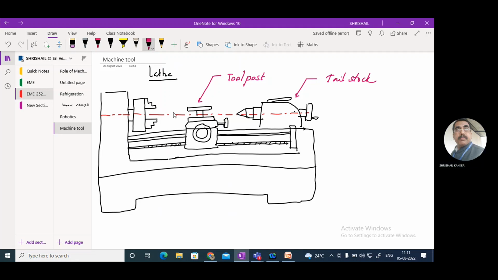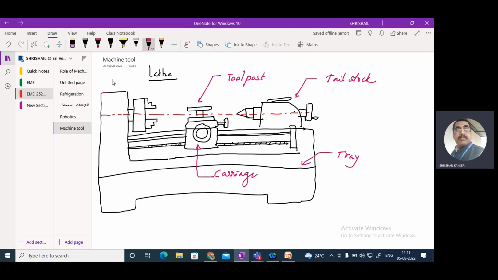And this, the tool post, will be carrying the tool. The tool post and cross slides, all these will be on another component which is called the carriage. And this is called a tray. In this tray we can keep the tools, and even the lubricating oil will be flowing.